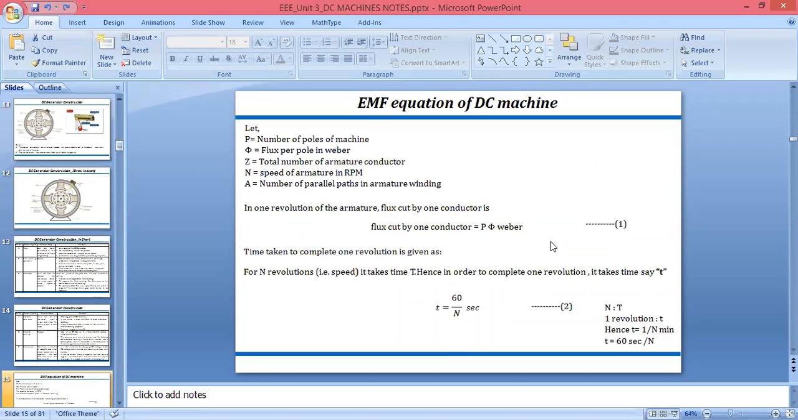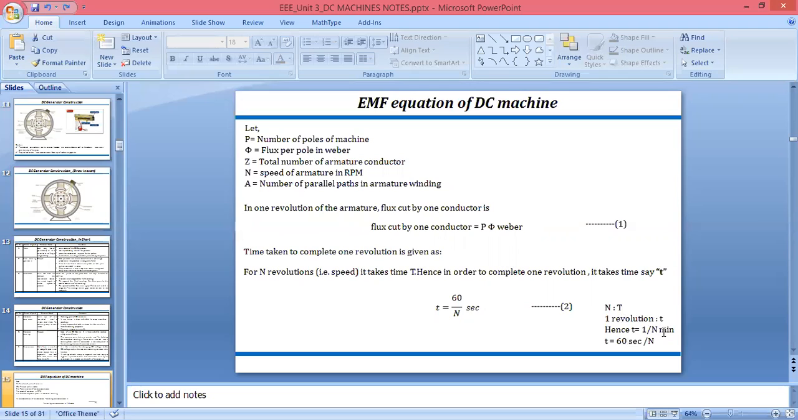Just like we give voltage the unit volt and current the unit ampere, if we are measuring the flux, we use the unit Weber. And the time taken to complete one revolution: when we get one revolution, that time flux P phi is generated. And we can measure time as T equal to 60 by N seconds, because we know 1 minute is nothing but 60 seconds. So for one revolution, T equal to 60 by N.